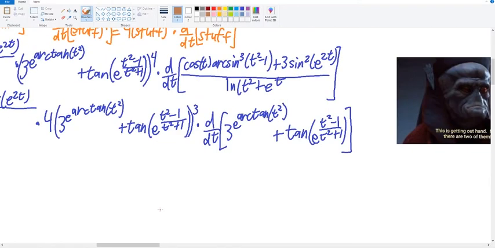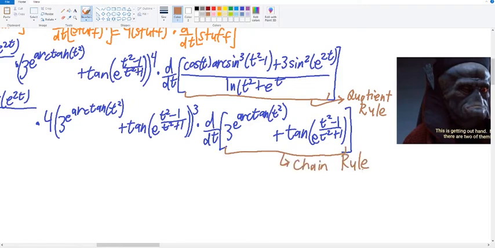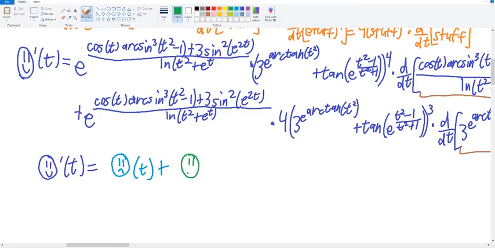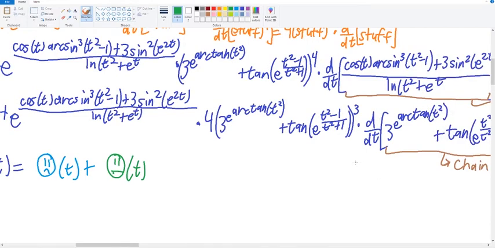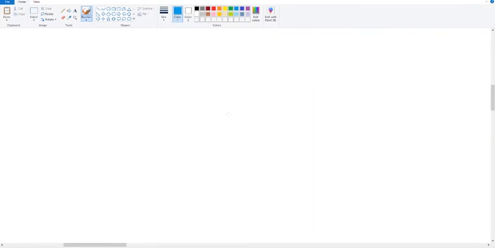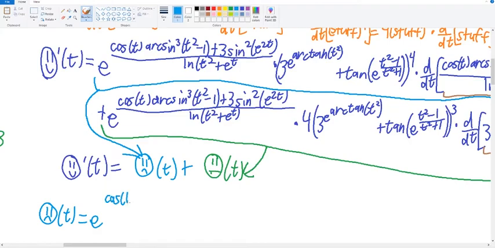Because now we have a quotient rule to deal with in the first derivative, and a couple chain rules to deal with in the second derivative. Okay, how about this? Since we now have 2 different terms separated by this plus sign, and things are only going to get more horrible, let's split this function into frowny face of t equaling this first term, and unsure face of t equaling the second term. At the very end, we'll see that smiley face prime of t equals frowny face of t plus unsure face of t. So let's work with frowny face of t first.